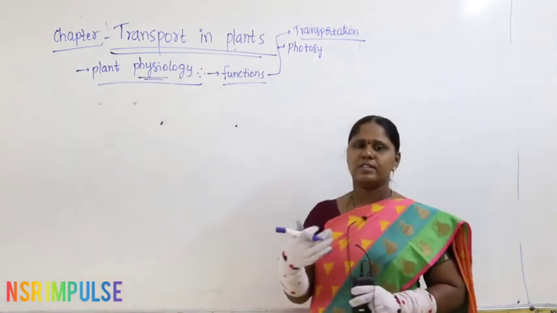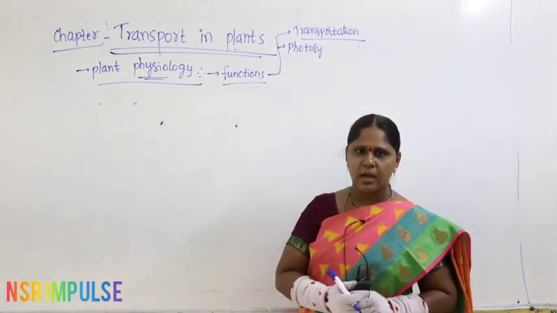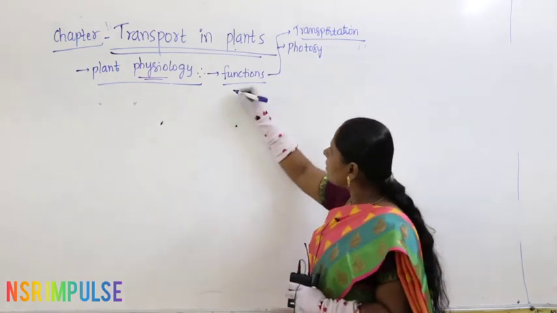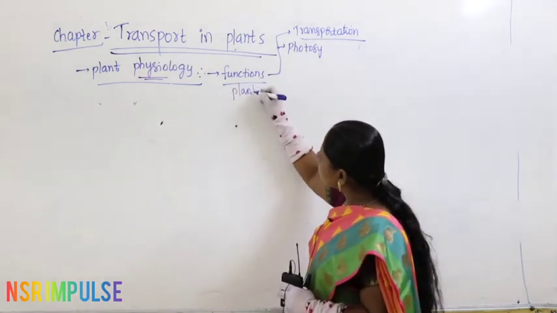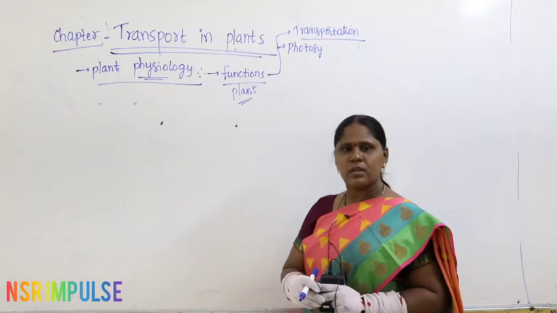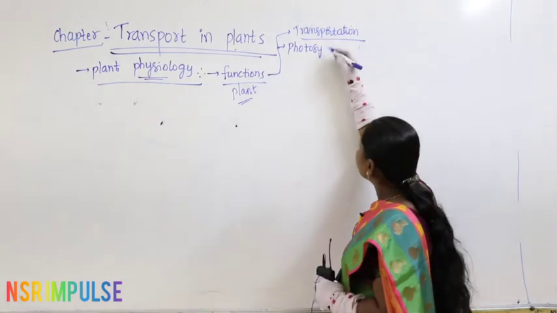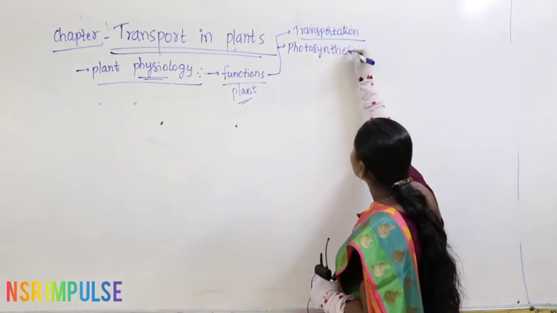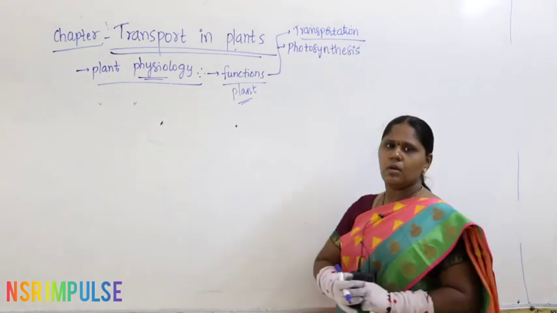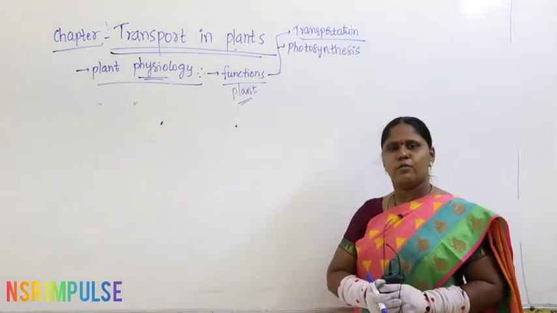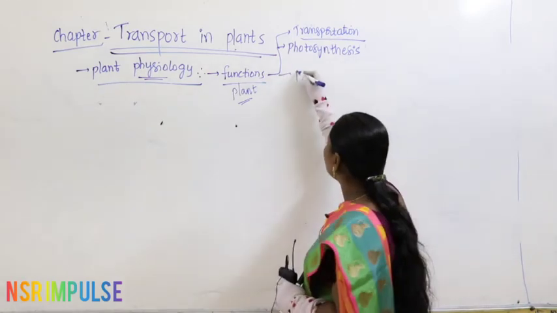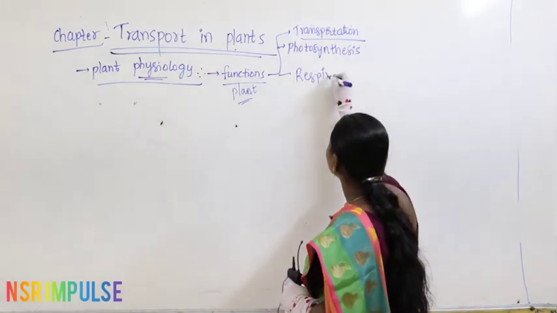So, what are the physiological functions that take place in the plant? The functions which happen within the plant. If you start listing out the functions, the first one is transportation, the second one is photosynthesis. Okay, what is the second one? Photosynthesis, then followed by respiration.